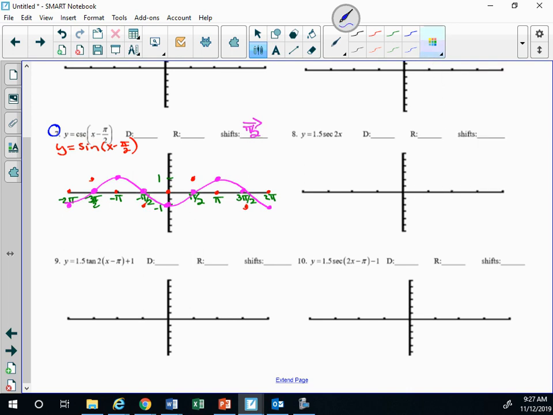To turn it into cosecant, midline dots give me asymptotes. From the bottom, I go down. From the top, I go up.